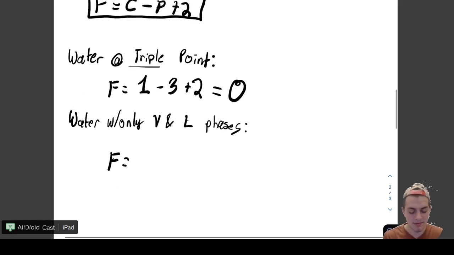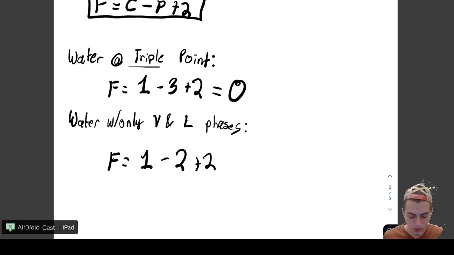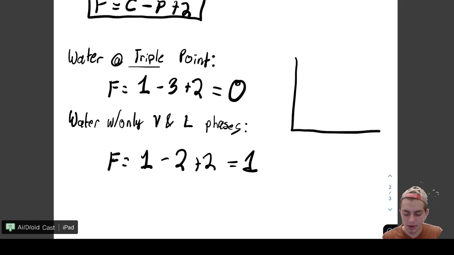Number of components, well, we only have water, minus the number of phases. Well, we only have 2 phases, vapor and liquid, and plus 2, and that is going to be 1 degree of freedom. Now this one may seem a little bit less intuitive to you. However, I encourage you to think of the phase diagrams that we initially discussed in these videos.